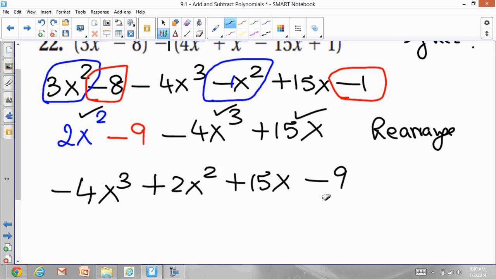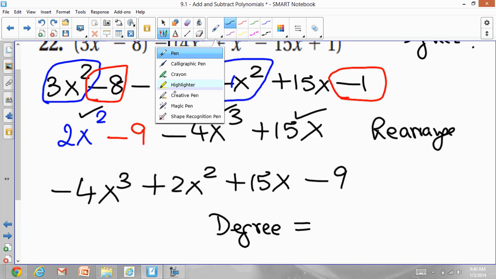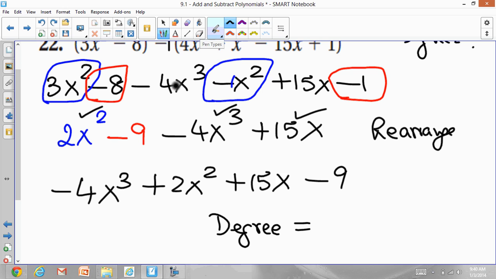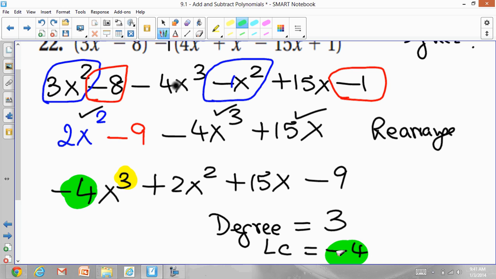So once you get this in order, now you can find the degree. The degree will be the highest exponent, and the highest exponent, if I highlight and show you, in this case will be 3. So the degree in this case is going to be 3. The leading coefficient in this case becomes negative 4. If I highlight, this will be my leading coefficient, and this is my degree, which is 3, which is my highest exponent.